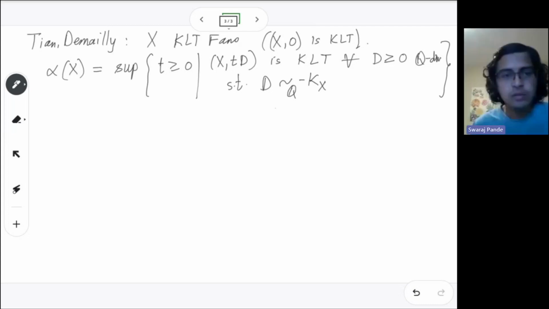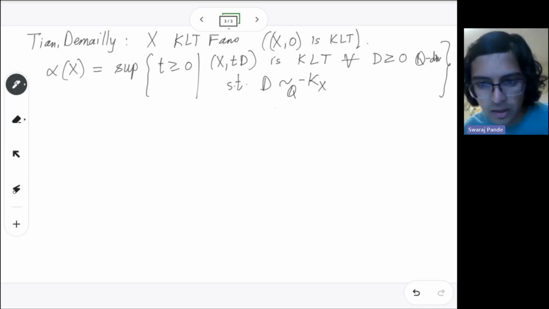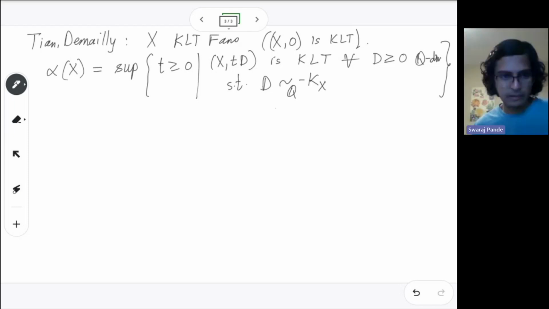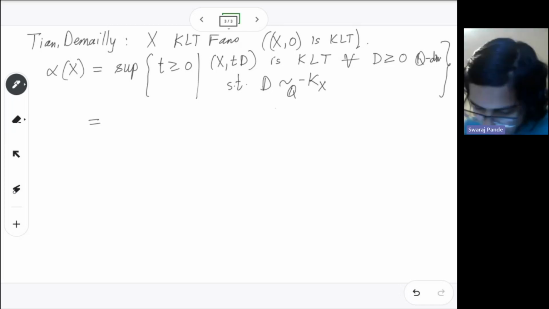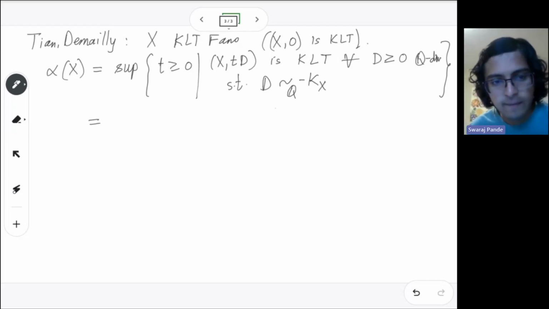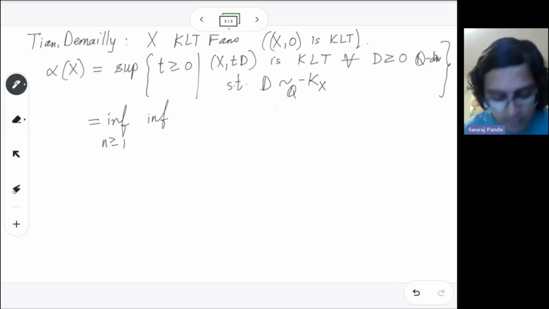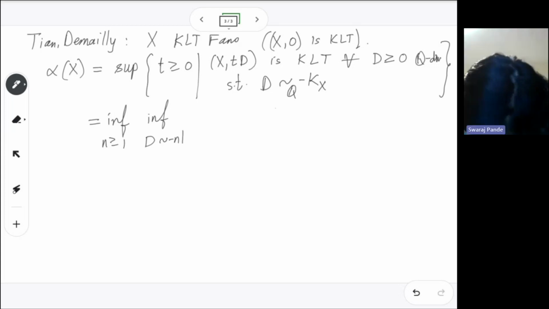So this is one way to think about what the alpha invariant is. It's the supremum of all coefficients you can put in front of any anti-canonical Q-divisor such that the pair remains KLT. Since the anti-canonical divisor is ample, there are many, many Q-divisors linearly equivalent to negative K_X. So another way of thinking about it is it's the infimum over all n, and another infimum over all divisors, this time not Q-divisors, but just in the linear system of negative nK_X. There will be many such divisors. And then we take the log canonical threshold of this pair (X, D).